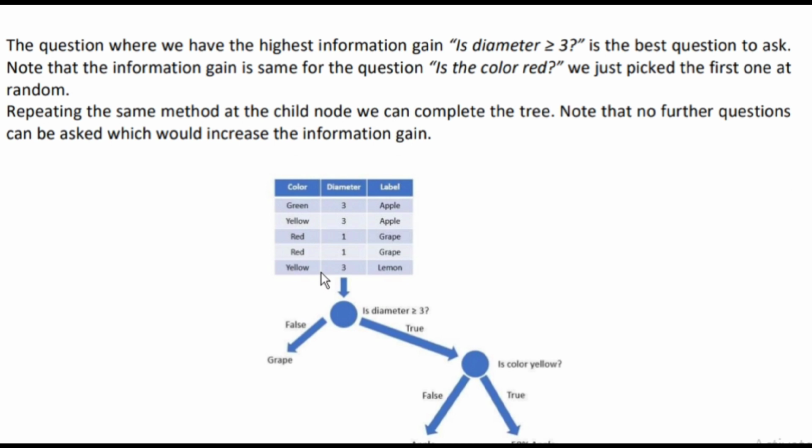The question where we have the highest information gain, is diameter greater than or equal to 3, is the best question to ask. Note that the information gain is the same for the question is the color red. We just pick the first one at random. Repeating the same method at the child node, we can complete the tree. Note that no further questions can be asked which would increase the information gain. This is the diagram.